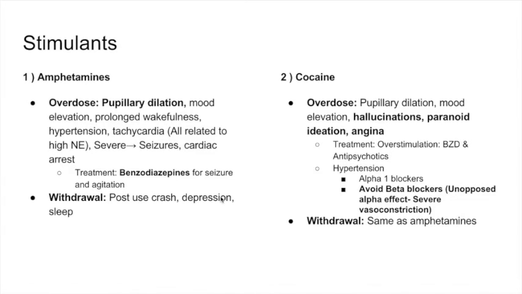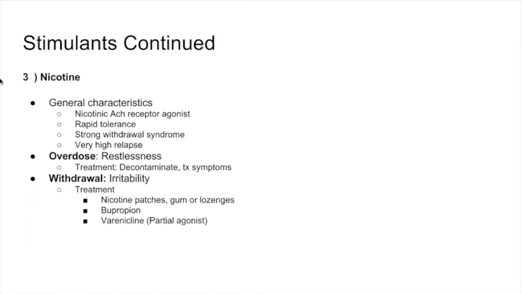The third drug in the stimulants is nicotine. Nicotine's general characteristics: it works on the nicotinic acetylcholine receptor as an agonist, has rapid tolerance, a strong withdrawal syndrome, and a very high relapse rate. With overdose of nicotine, you just get restlessness. Treatment is decontamination and treatment of the symptoms. Withdrawal is irritability. Treatment is you can replace it using nicotine patches, gum, or lozenges.